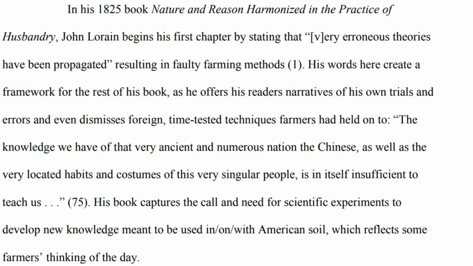All right. Let's look at this whole paragraph. We're just going to read the whole thing and then talk about its use of a source. In his 1825 book, Nature and Reason Harmonized in the Practice of Husbandry, John Lorraine begins his first chapter by stating that very erroneous theories have been propagated, resulting in faulty farming methods. His words here create a framework for the rest of his book, as he offers his readers narratives of his own trials and errors, and even dismisses foreign, time-tested techniques farmers had held on to.